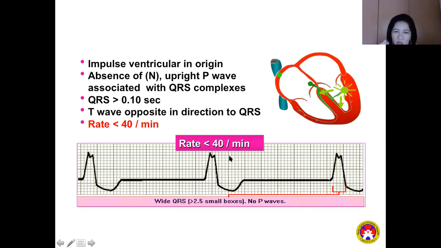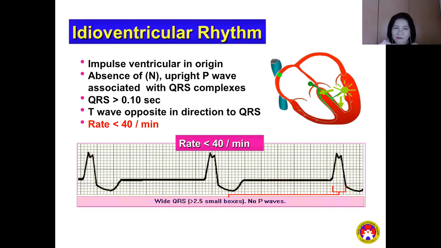So this is 300, 150, 100, 75, 60, 50, 40, no, 30. Okay, so this is a little over 30, so around 34, 35. So this is a what? So this is an idioventricular rhythm.